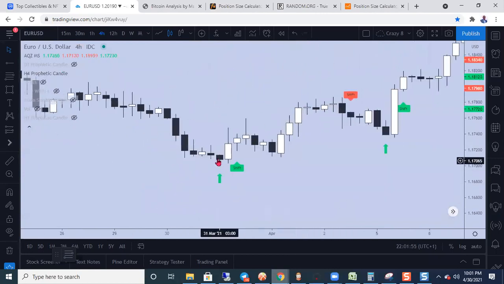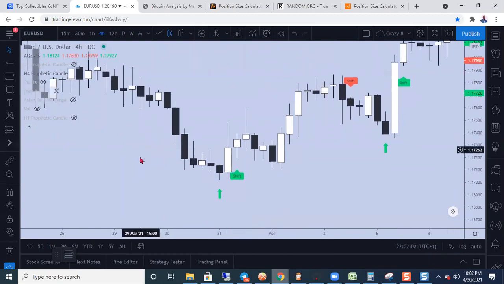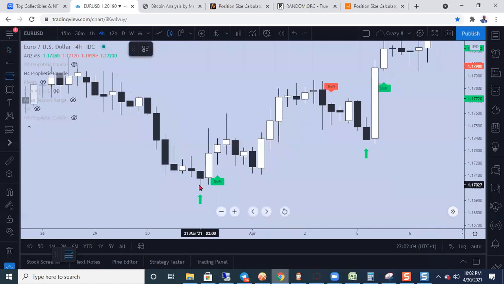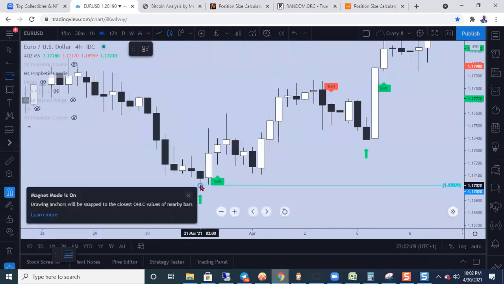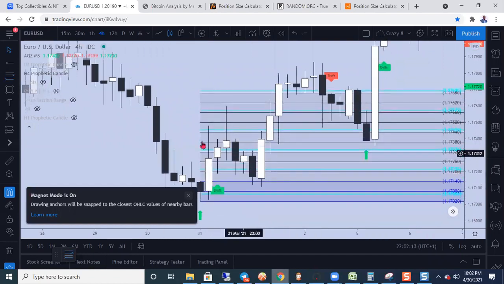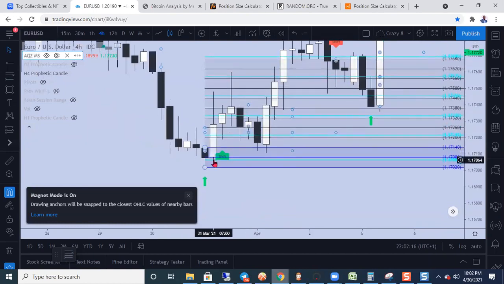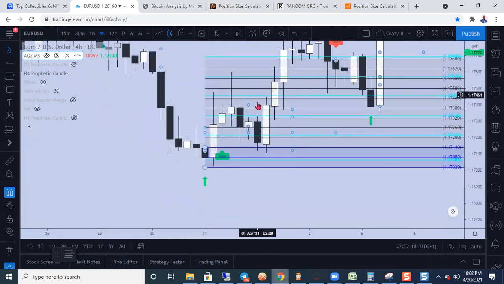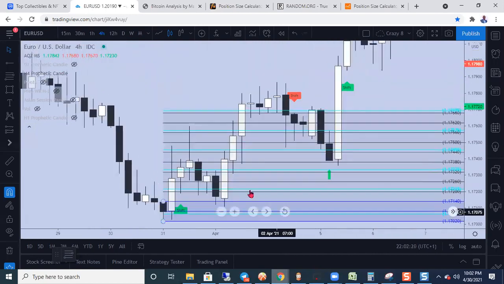So at the beginning, we had this H4 PC, right? When we have the H4 PC, what do we do? We fib, put on your magnet, right? Fib from this point to this point. Again, notice how price pushed to the upside, came back and gave you TP1, TP2, TP3, TP4, TP5. Ladies and gentlemen, are we together?